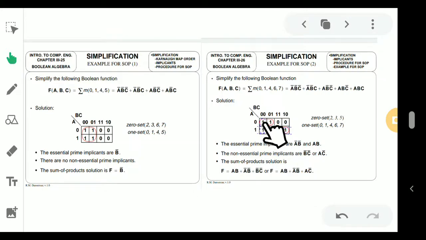Okay, in these two terms, there is no change in the a value. For this row, the a value is 0, so we will consider a. Here the b value is 0 and c value is 0, but there the b value is 0 and c value is 1. So the c value is changed, only the b value is not changed and the a value is not changed. So we will consider it as a bar, because a means 0, and b is also 0, so b bar. So the term is a bar b bar over here.